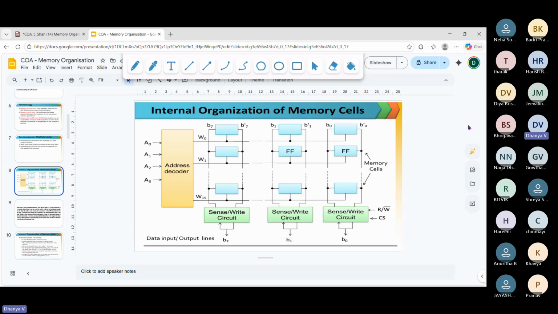Is someone typing? Okay, people are typing. But yeah, it's essentially 2 power 4 locations. Okay, we'll move on.